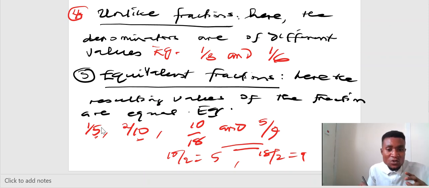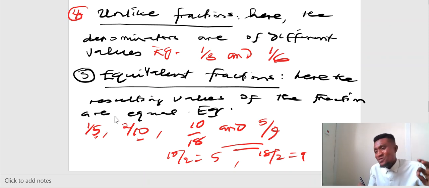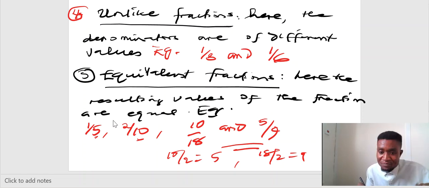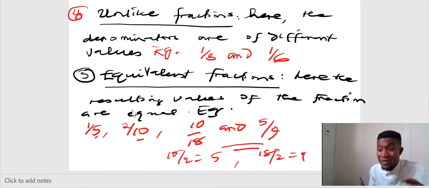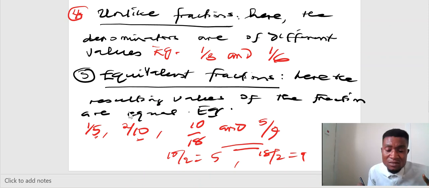So we also talk about equivalent fractions, in which the resulting value, when comparing the two fractions, is the same, is equal. The resulting values are equal to each other. And we talked about 1 over 5 and 2 over 10. 1 over 5 is the simplest reduced form of what? Of 2 over 10. So if you compare 1 over 5 and 2 over 10, you discover that when you divide 2 by 2, it gives 1. When you divide 10 by 2, it gives 5. And when you reduce them to their decimal values, you discover that they have the same value.